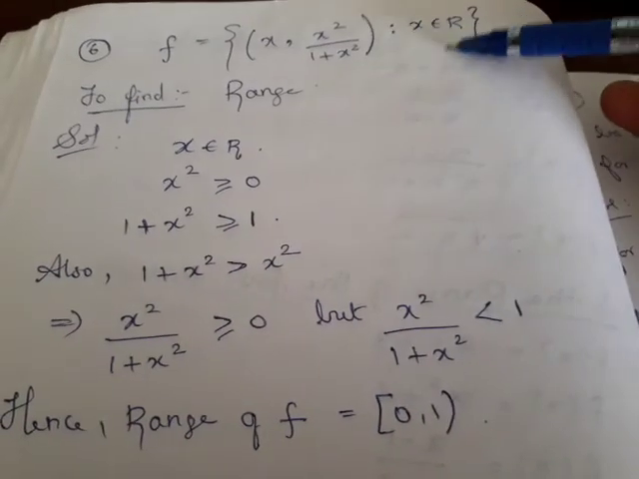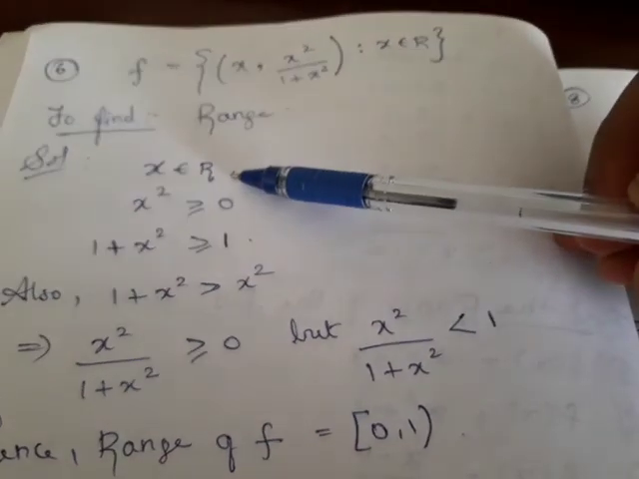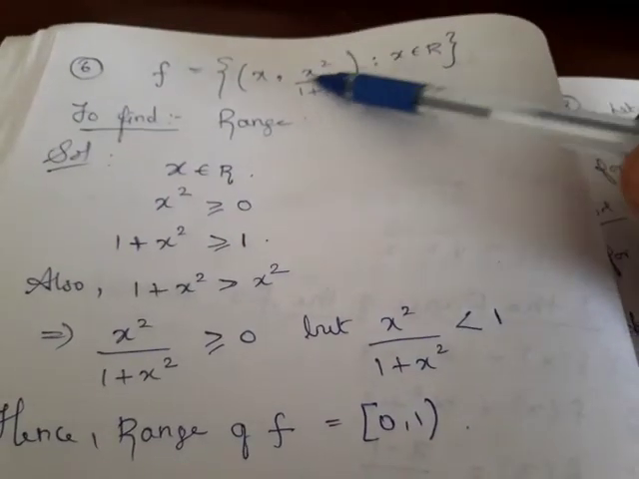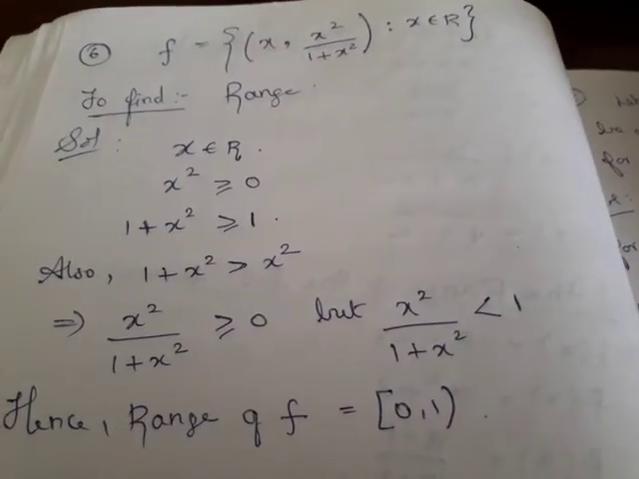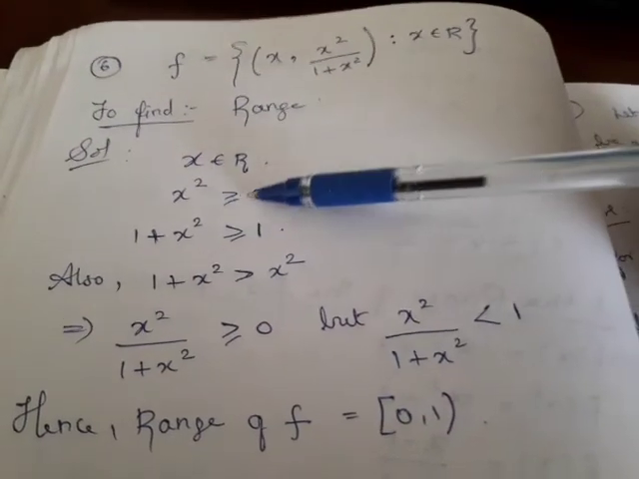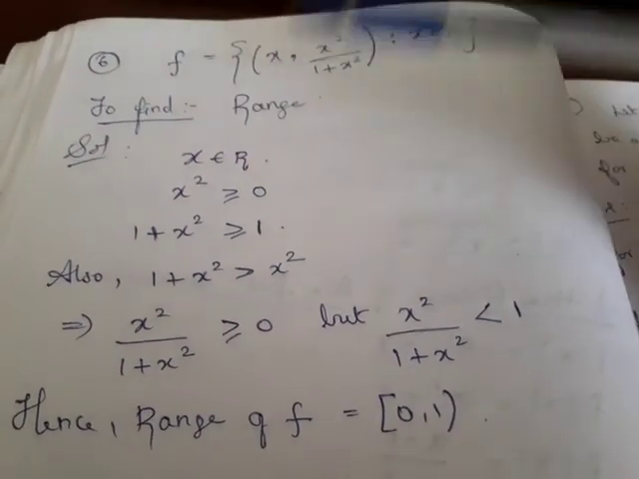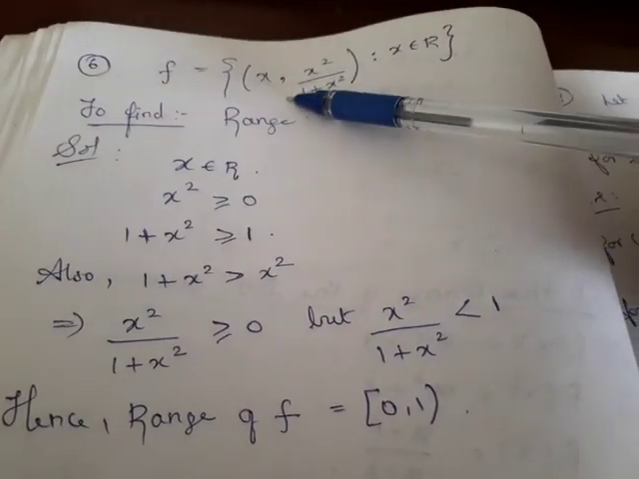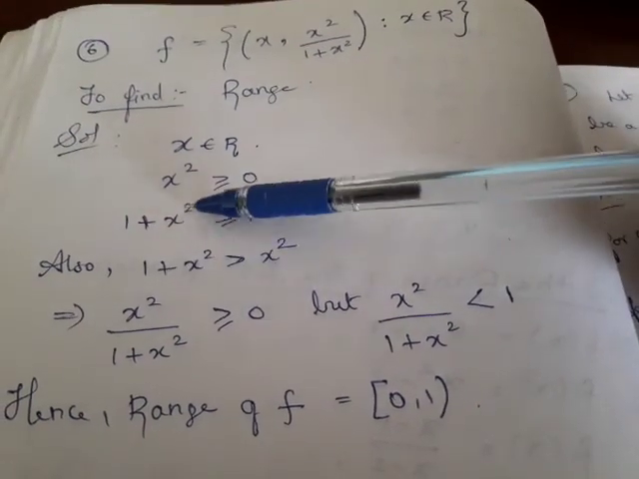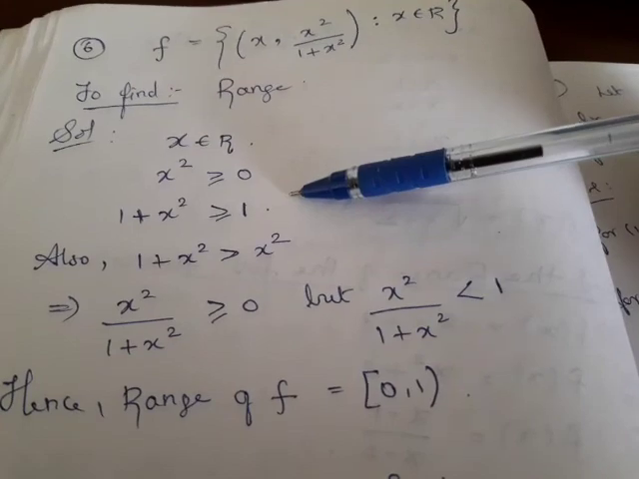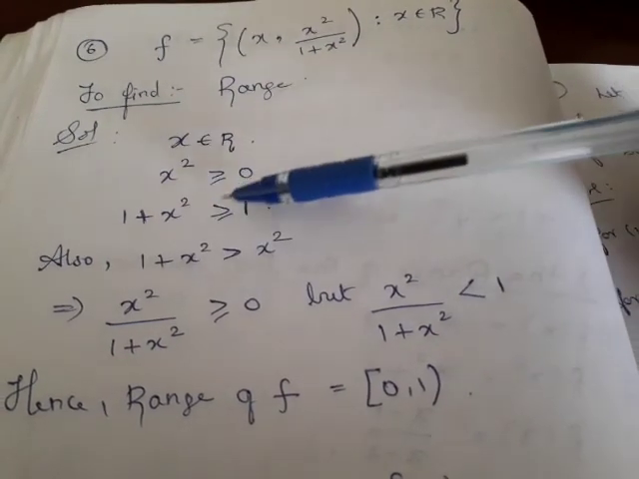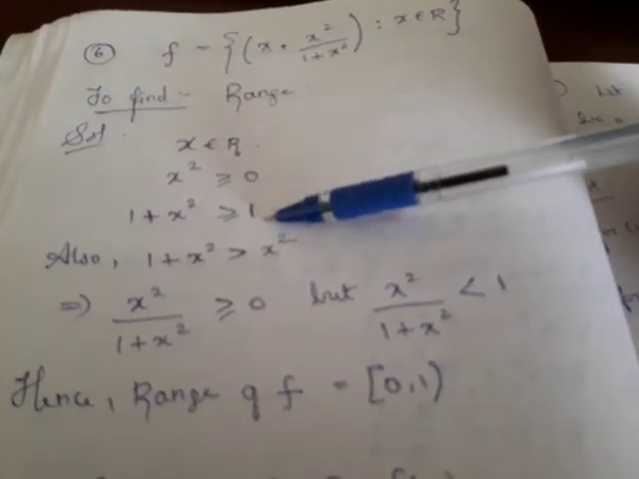Right? So here x is a real number, so x belongs to R, and we need x square. Since x is a real number, its square is going to be greater than or equal to 0 only. So x square is greater than or equal to 0. And also we need 1 plus x square. So 1 plus x square, what will happen? I am adding 1 to both sides. So 0 plus 1 is 1. So 1 plus x square is always greater than or equal to 1.